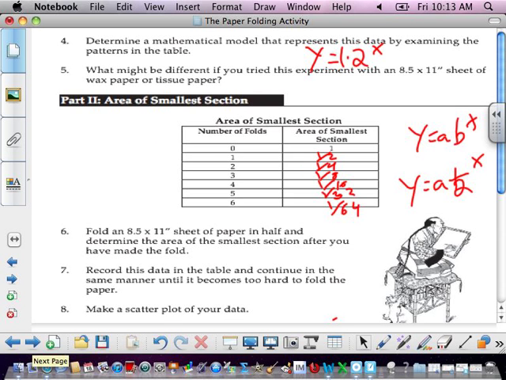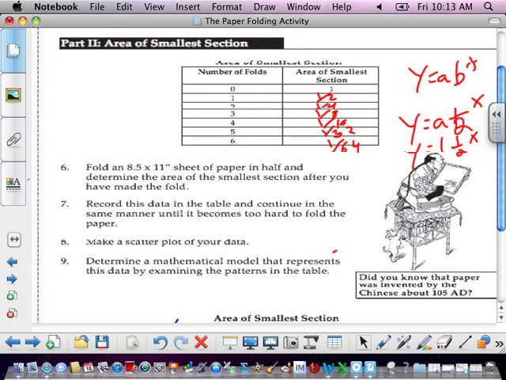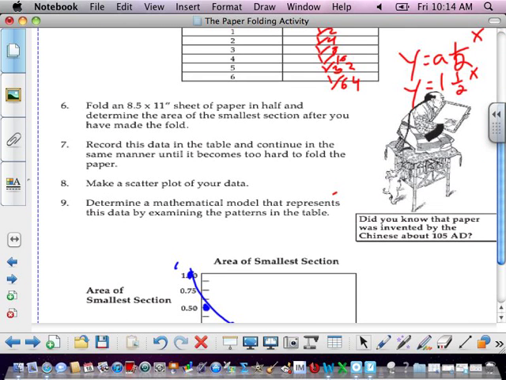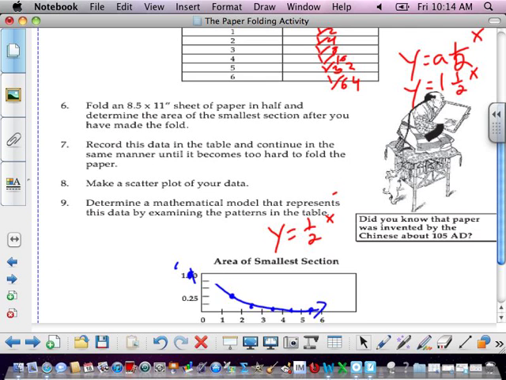Okay. So if I look at a, how do I figure out a? Well, I can put in an x and a y. Well, if I stick in 0, I get out 1. If I stick in 1, I get out 1/2. If I stick in 2, I get out 1/4. Okay, so a has to be 1. But anything times 1 is just itself, so you could leave it as y equals 1/2 to the x. All right, and then this is my graph.